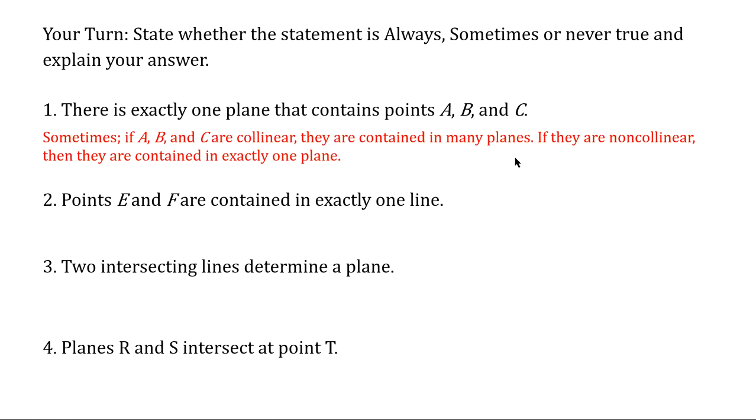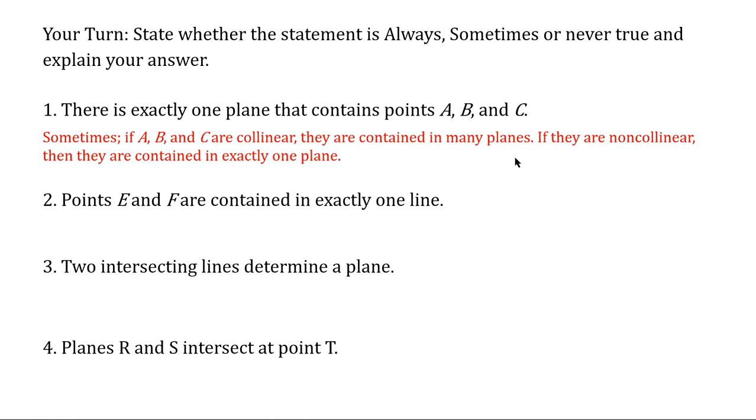So if the lines are coplanar, there's an infinite amount of planes that could be crossing at that line. So it's not just going to be one plane that contains the points. There are multiple, more than one, actually an infinite amount of planes that intersect at a line. So if the points are collinear, then there are multiple planes, not just one.